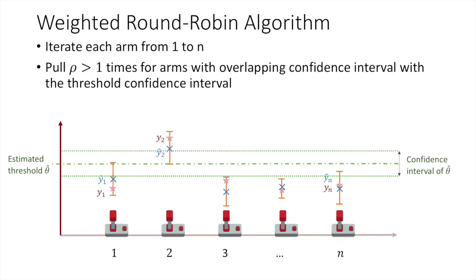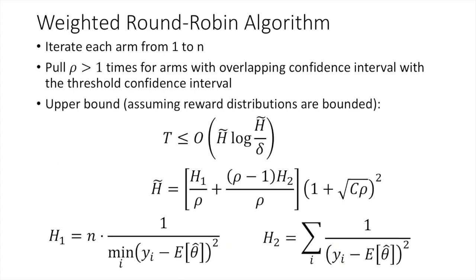We propose a weighted round-robin algorithm. It visits arms in a round-robin fashion but pulls more if an arm's confidence interval overlaps with the threshold's confidence interval. For this algorithm, the upper bound is a combination of hardness terms h1 and h2, where h2 sums over the reciprocal of the square of the distance from each arm to the threshold, which could be much smaller than h1.